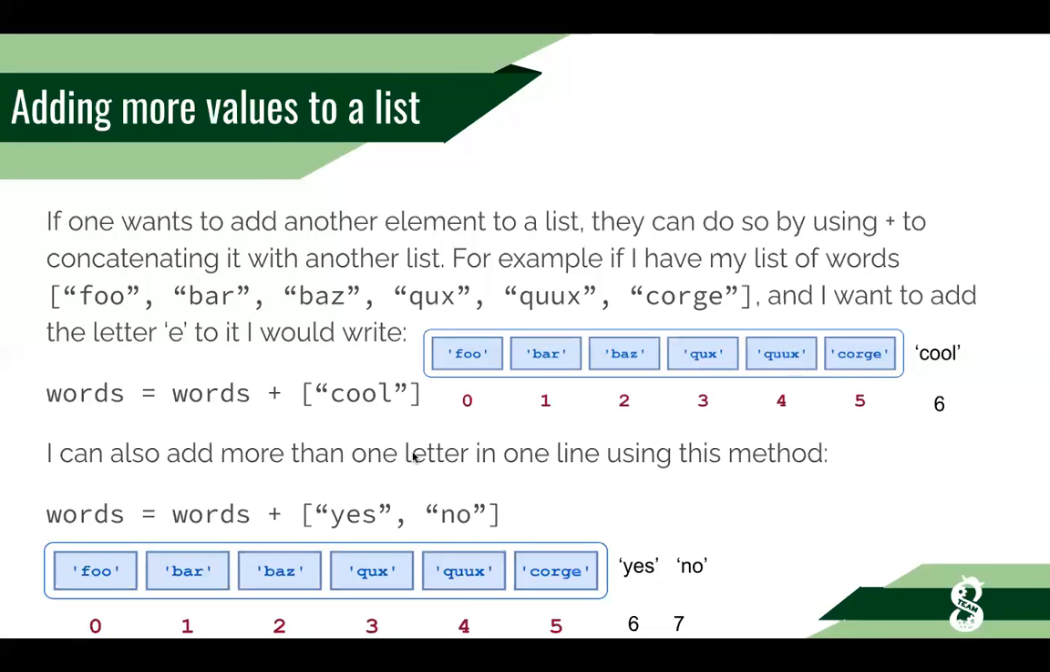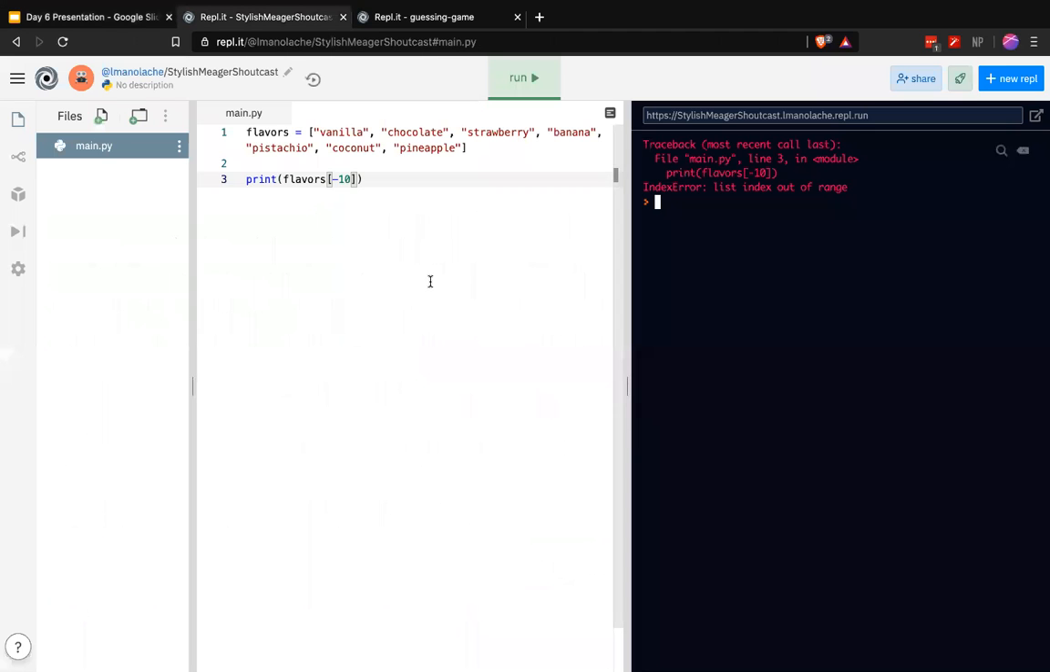You can also add more than one word in one line using this method. Words equals words plus the array containing yes, comma, no, in square brackets. This will add both of them. Now these will have index 6 and 7. So let's see this in action.